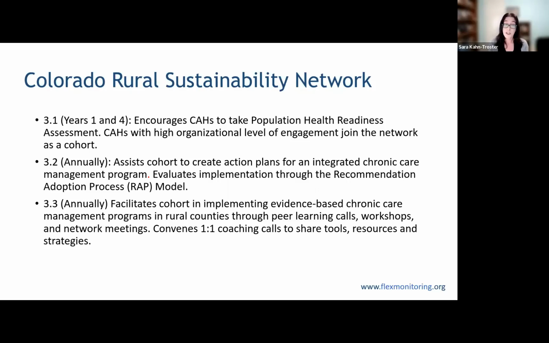As part of their participation in the network, cohort members were to target 3 National Quality Forum measures for long-term improvement among their patients: the rate of admission after discharge from the hospital for all-cause readmissions, the rate of patients with controlled high blood pressure, and the percent of patients with hemoglobin A1C levels greater than 9% during the measurement period. The cohort CAHs submitted the relevant data monthly via the Quality Health Indicators portal, and the recommendation adoption process model was planned to help monitor the progress of each community's action plan and to evaluate program impact.